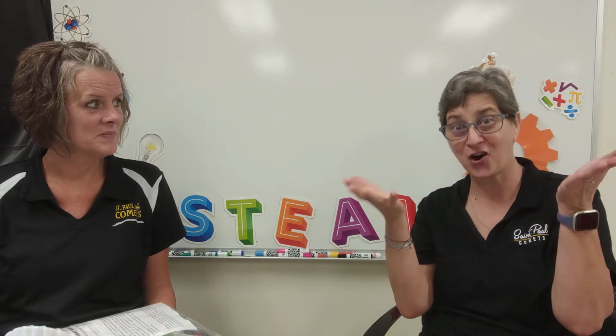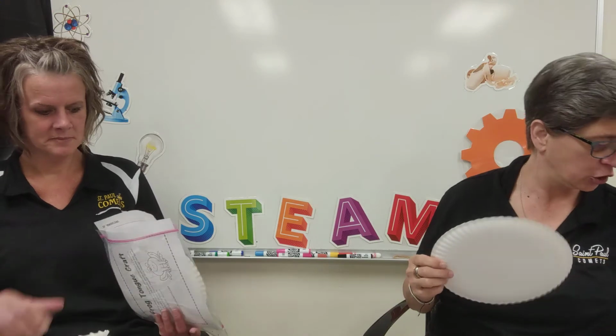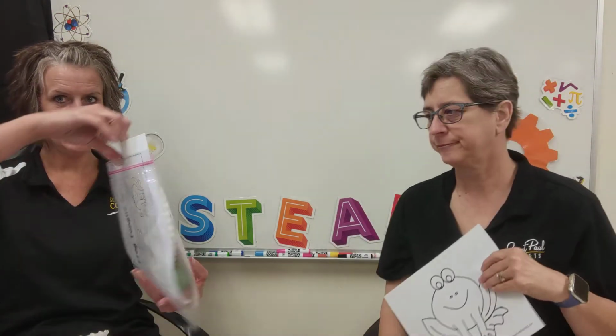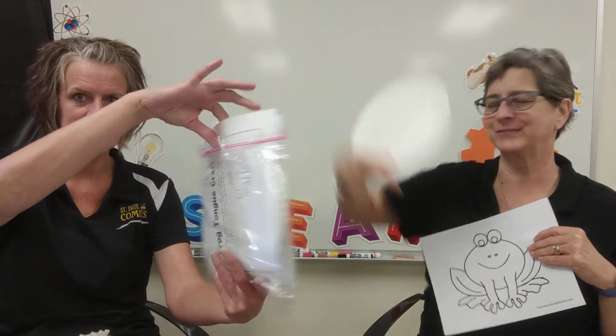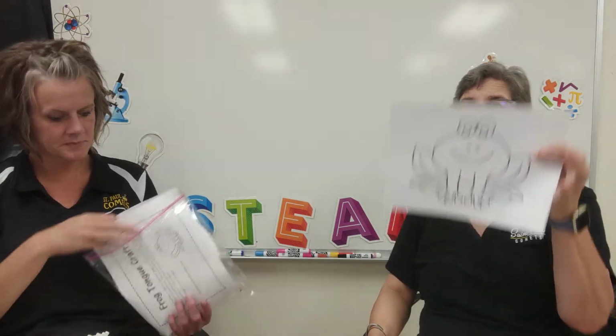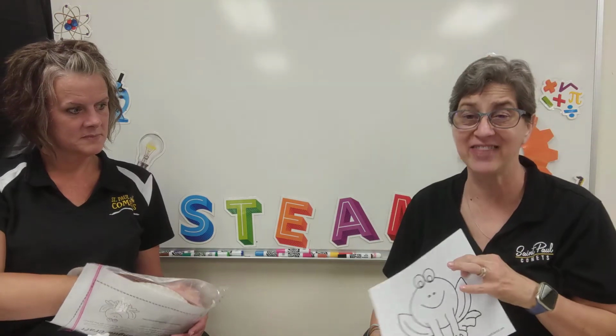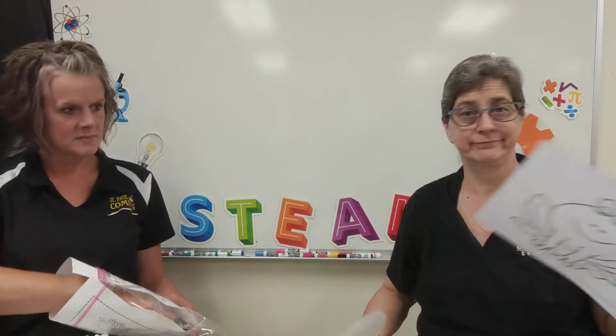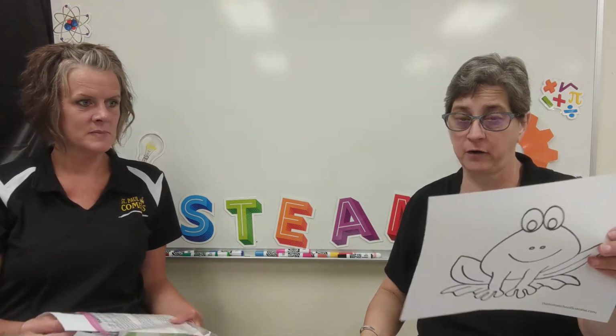So one of the projects you get to do is make your own frog tongue. Now, you will get a paper plate. You will also get a paper frog. Those are going to be inside of your packet. Here's what I'd like you to do. You can either color the frog first and then cut it out, or you can cut out the frog and then color it. I don't care which way you do it.